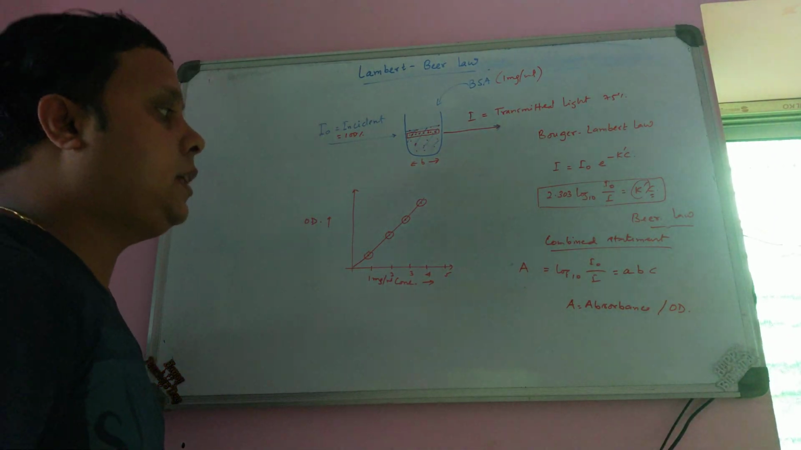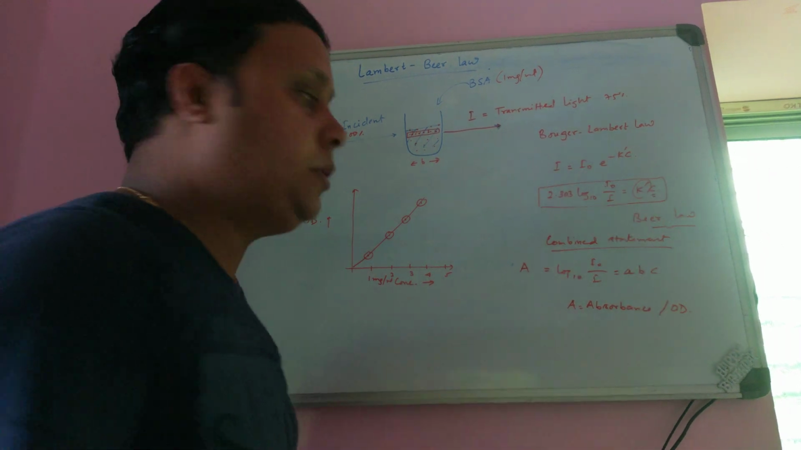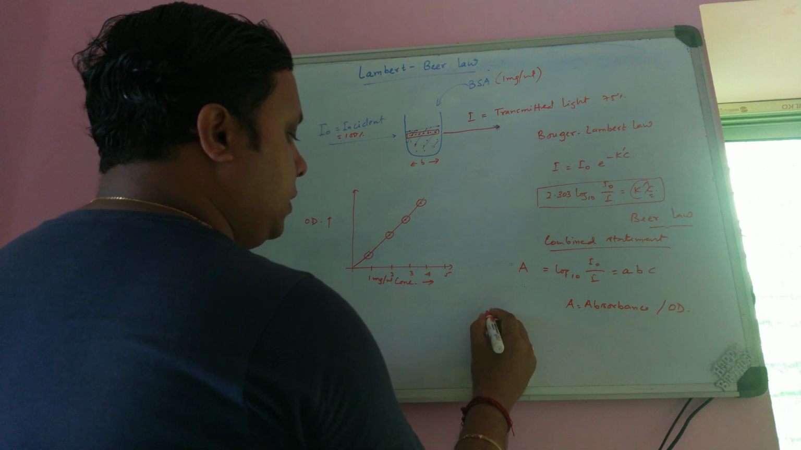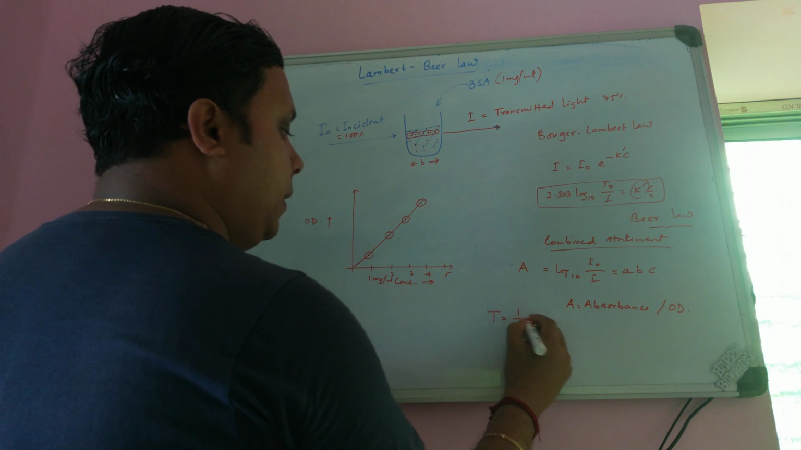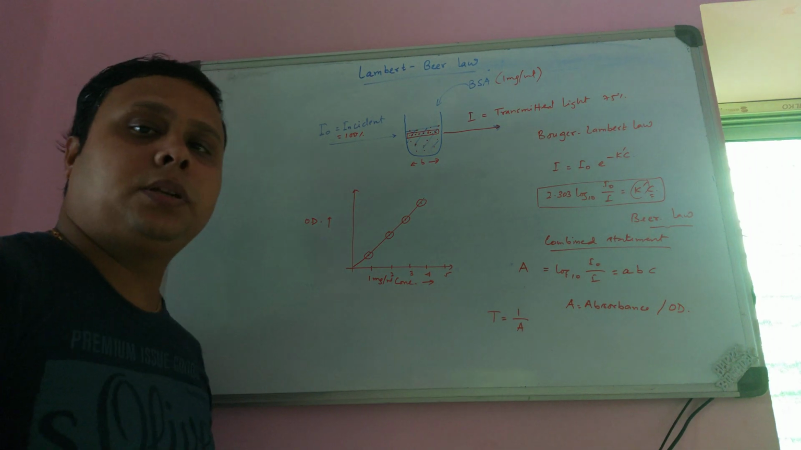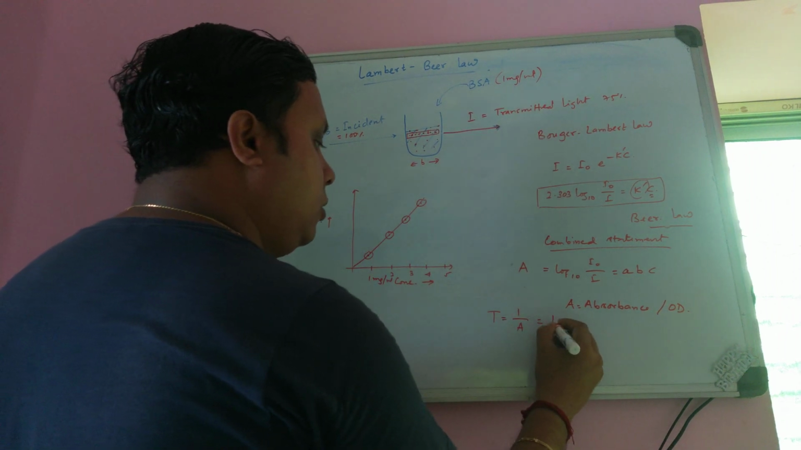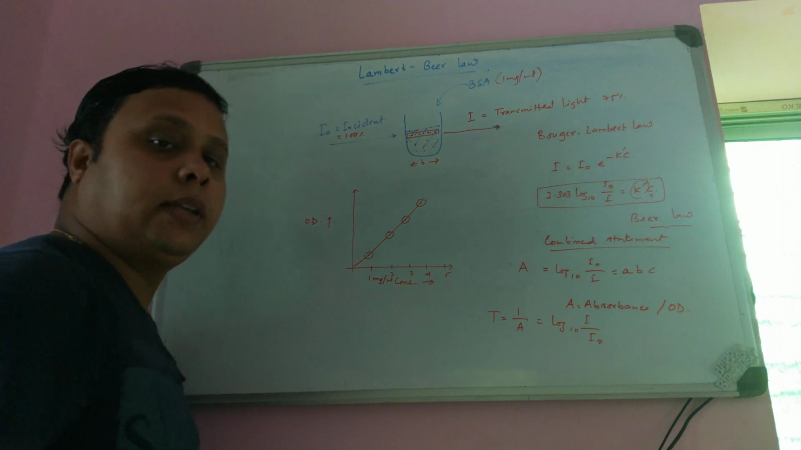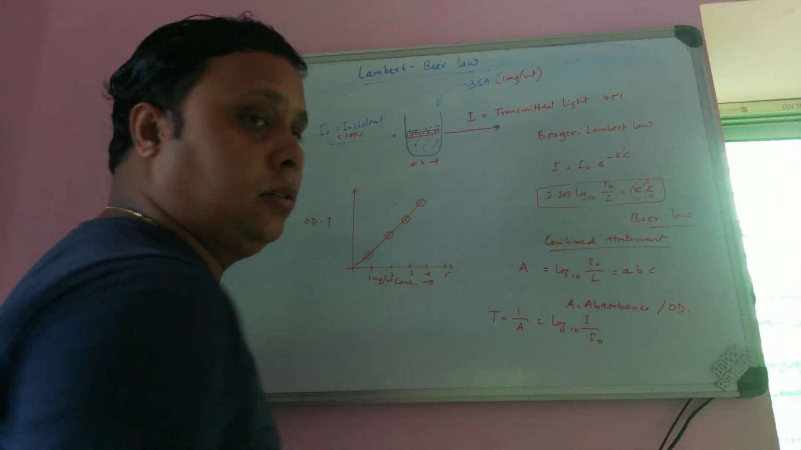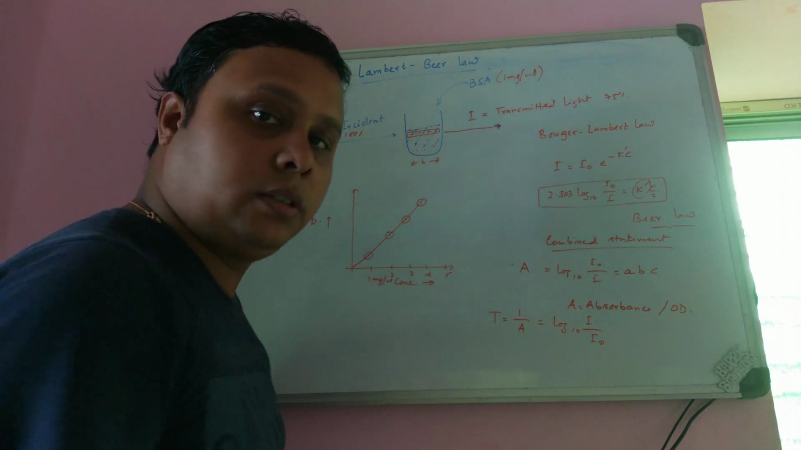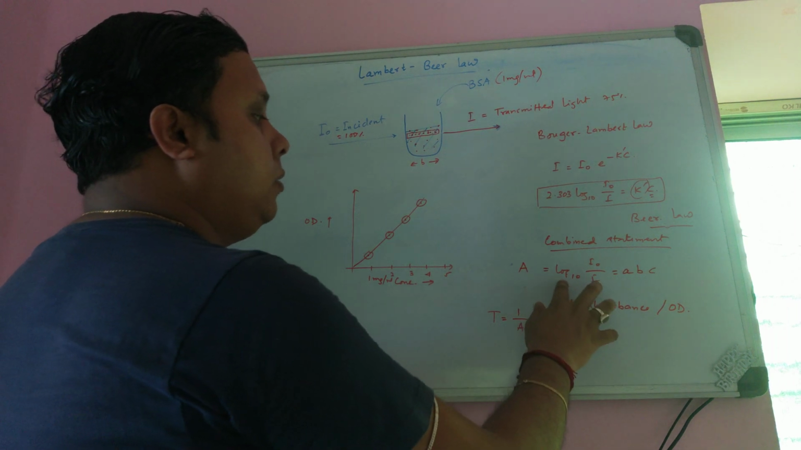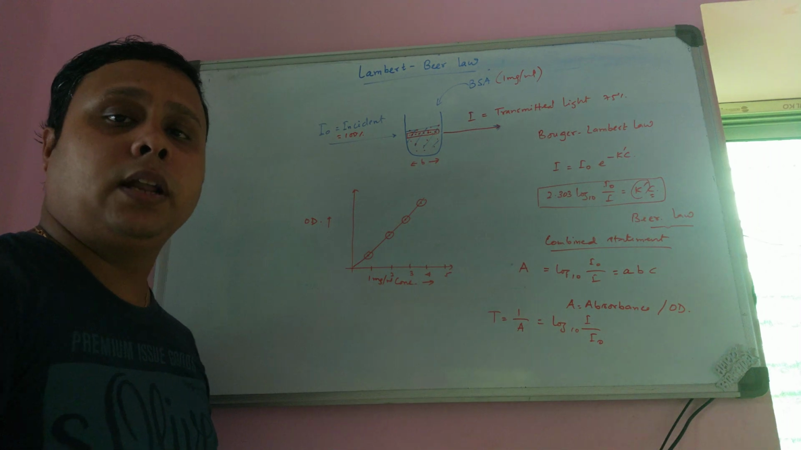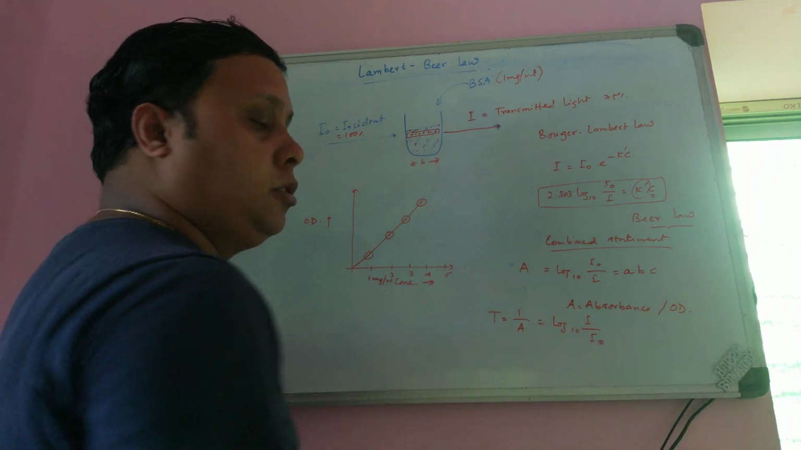So we can also measure the transmittance. What is the difference between absorbance and transmittance? The transmittance is equal to 1 by absorbance, that is equal to log of I by I0. So whenever you are calculating log of I by I0, you are calculating the transmittance. And when you calculate log of I0 by I, that is equal to abc, then you are calculating absorbance, also known as the OD.